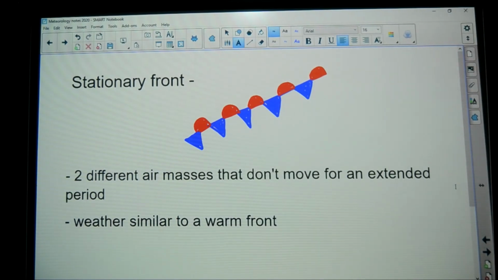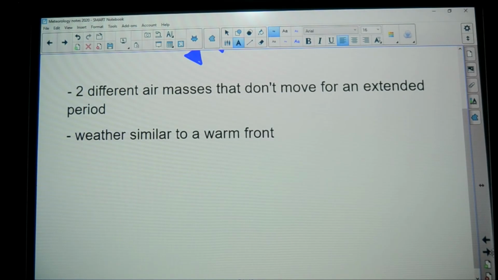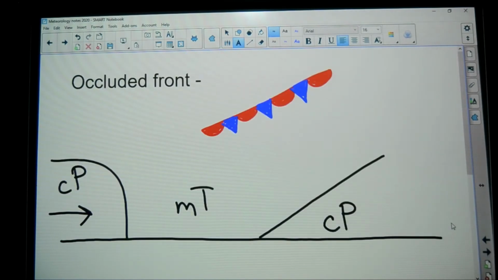Your next front is an occluded front. All right, this one starts out as a stationary front. So I have my continental polar, my maritime tropical. Then what's going to happen is I have another cold air mass coming in. Remember, cold air is moving faster than warm air. So what's going to happen is that cold, that continental polar on the left-hand side is going to move faster and right through into that maritime tropical air mass.